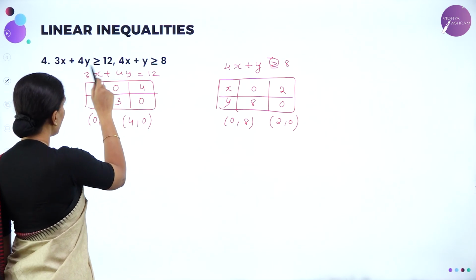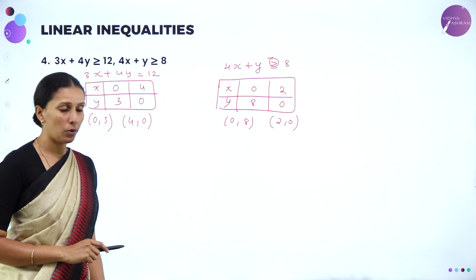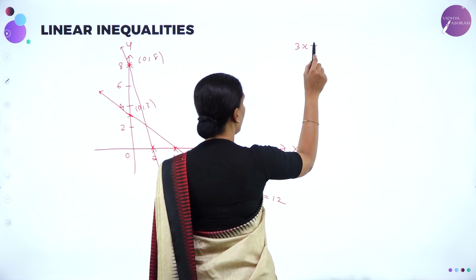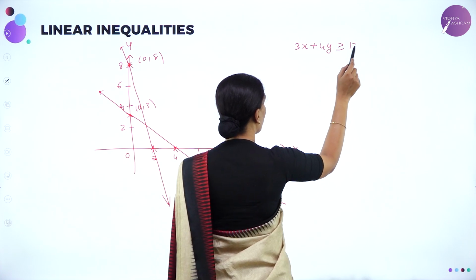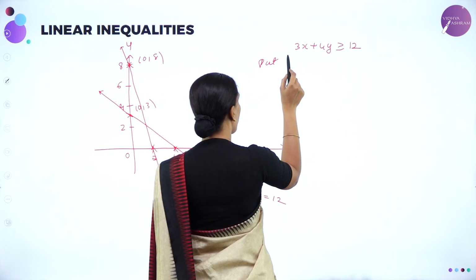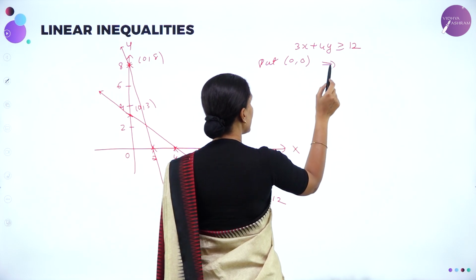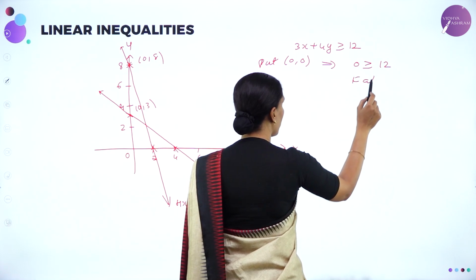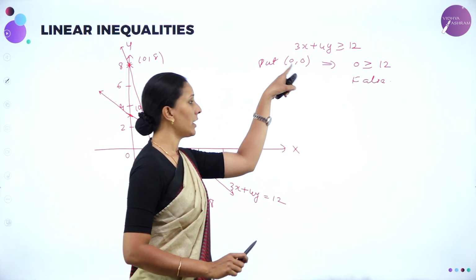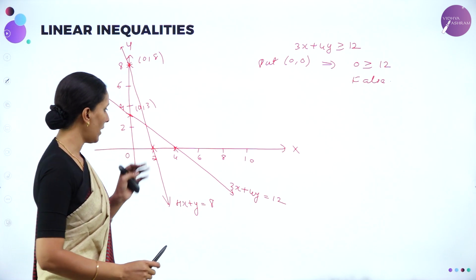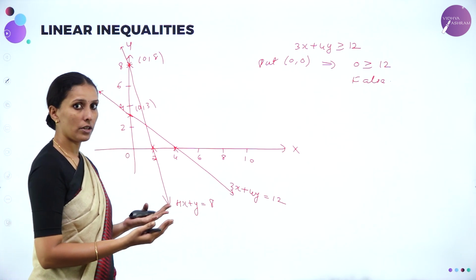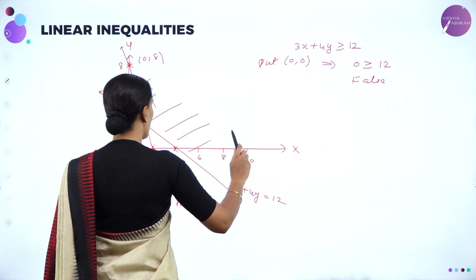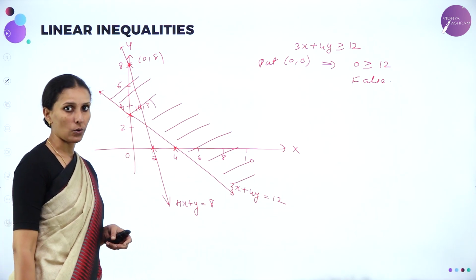Now here you have greater than or equal to in both the inequalities. So let's take 3x plus 4y greater than or equal to 12. So put (0, 0) here. That implies 0 greater than or equal to 12, which is a false statement. That means the region containing 0 is not my solution region. Then for this line, which is the region which I have to shade? This is the region I have to shade, because this region does not contain 0.